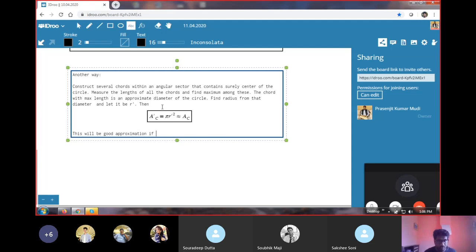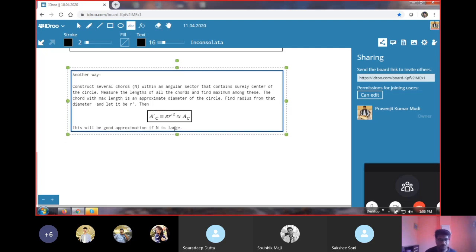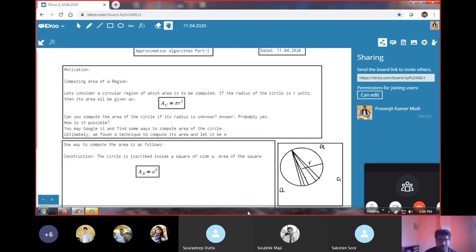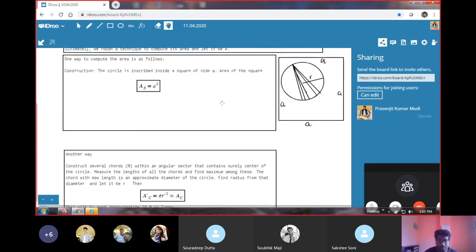if we construct several chords, let's say n, if n is large. Hope you got it. So fine, this is one school level technique which we can use over here, and find an approximation to the area. But a good standard, an engineering solution to this problem could be designed like this. The circle is inscribed inside a square of side a.